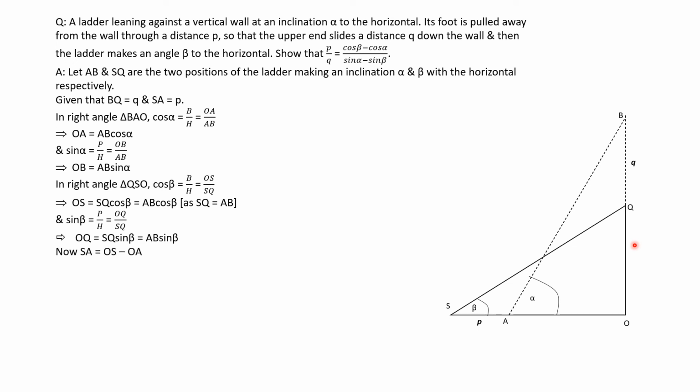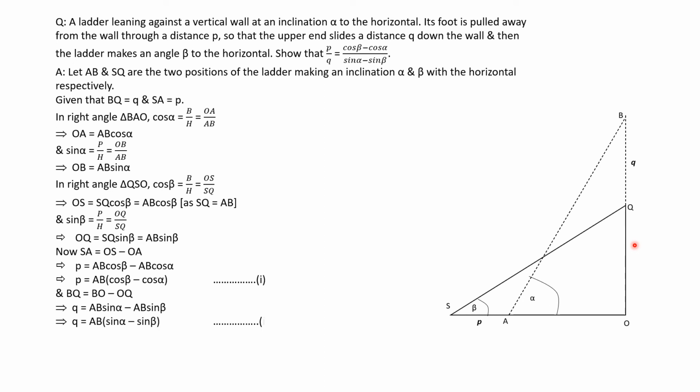Now SA equals OS minus OA. So we can write p equals AB cos beta minus AB cos alpha. Taking AB common, it is AB into (cos beta minus cos alpha). Let this be the first equation. And BQ equals OB minus OQ, or it is AB sin alpha minus AB sin beta, or taking AB common, AB into (sin alpha minus sin beta). Let this be the second equation.